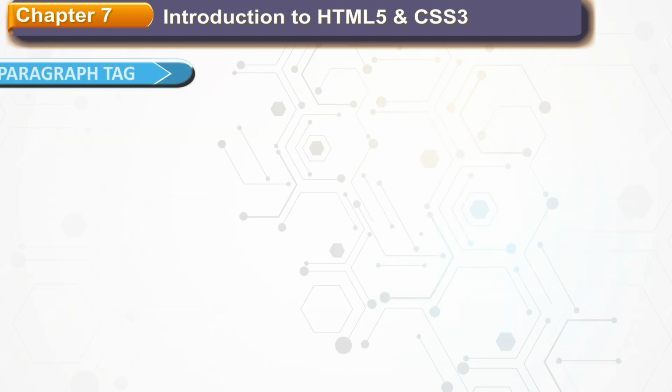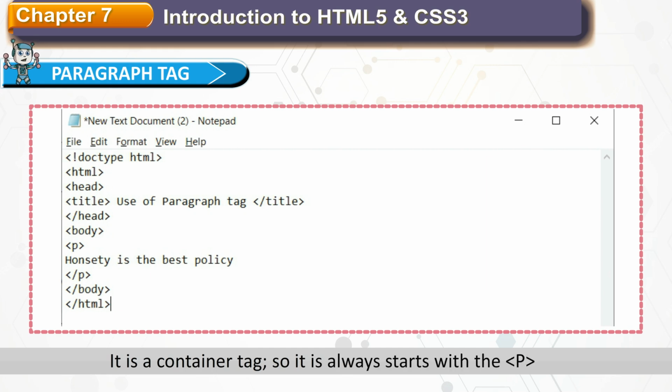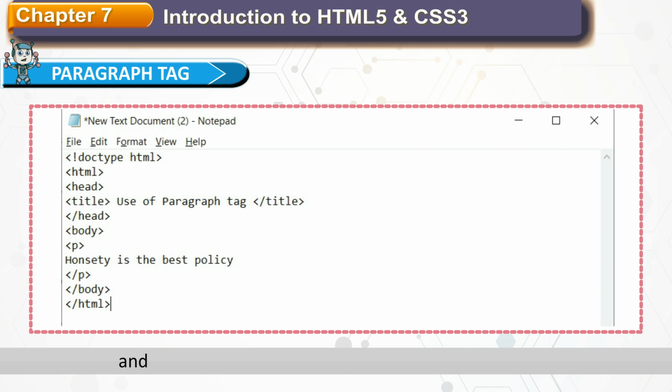Output. Paragraph tag. The <p> tag is used to define a paragraph in the HTML document. It is a container tag, so it always starts with the <p> tag and ends with the </p> tag. The browser automatically leaves a space between two paragraphs.